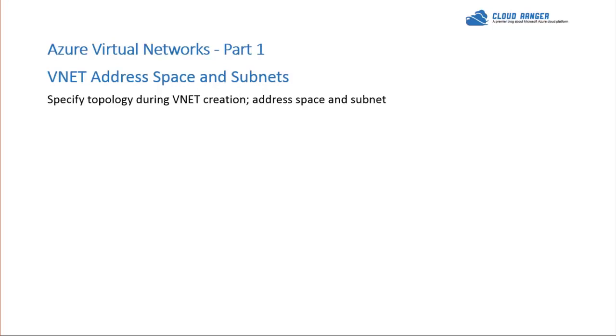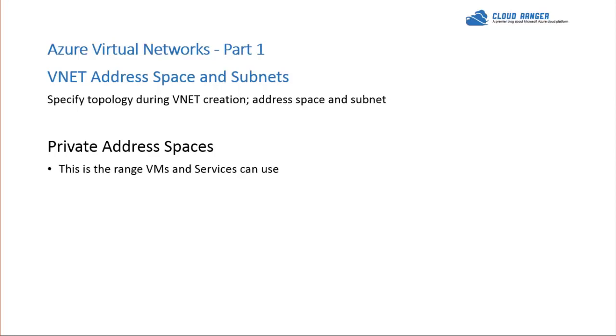So what we are going to do is provide an address space saying that this is the address and this is where the subnets will be created from. So just like any internal network or a private network like your LAN, there will be a private address space. And this is basically the range the virtual machines and services can use. So if you have a private address space 192.168.1.0 with a 24-bit mask, then you know that this private space is where all your virtual machines and services will be getting their IPs from.